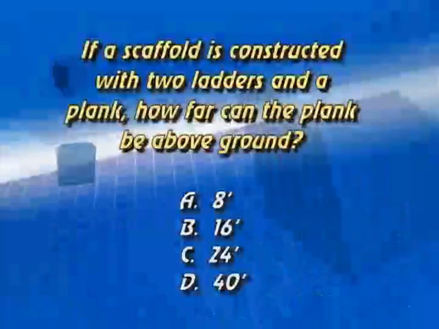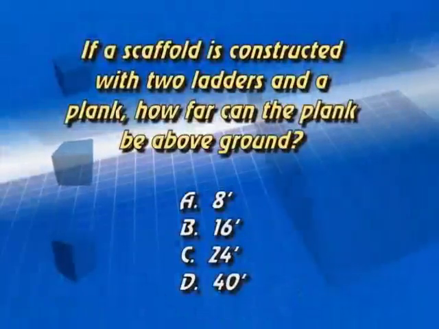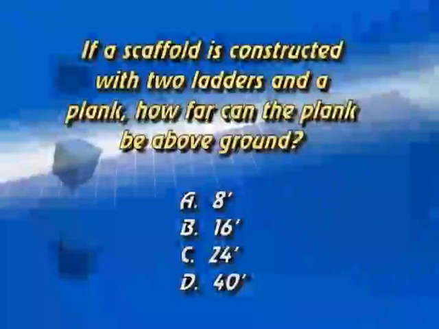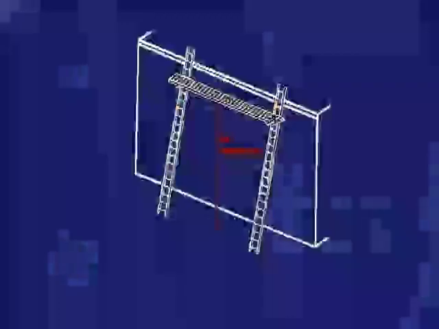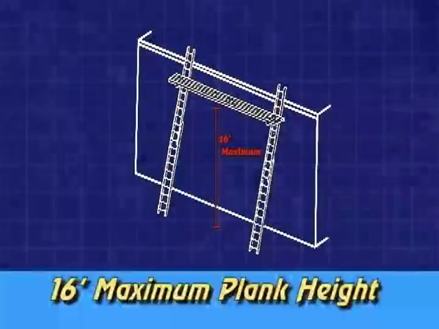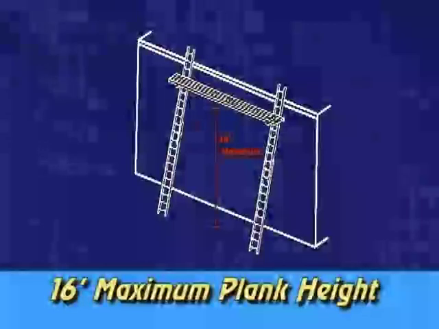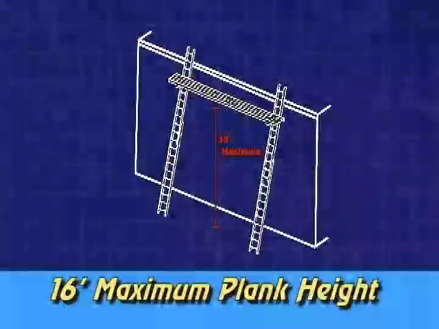Number 72. If a scaffold is constructed with 2 ladders and a plank, how far can the plank be above the ground? The answer is 16 feet. Anything beyond that, you need to be into a different type of scaffolding system.